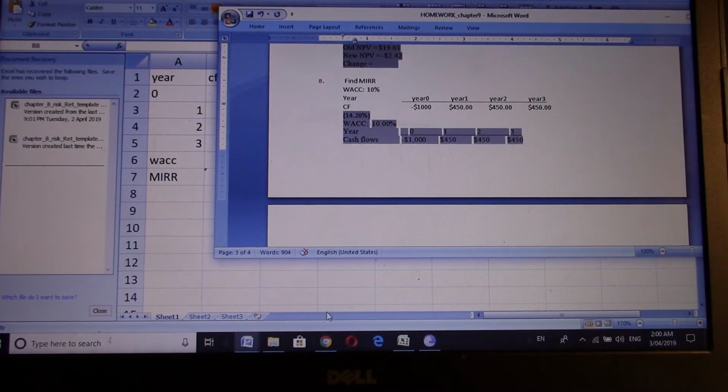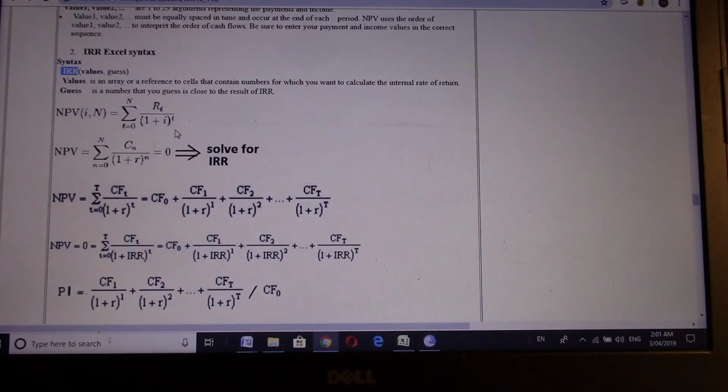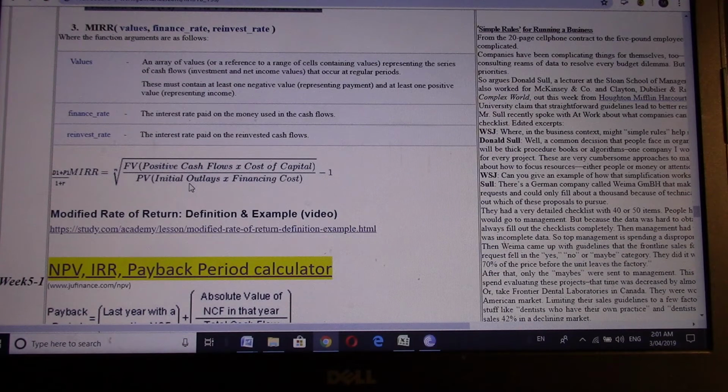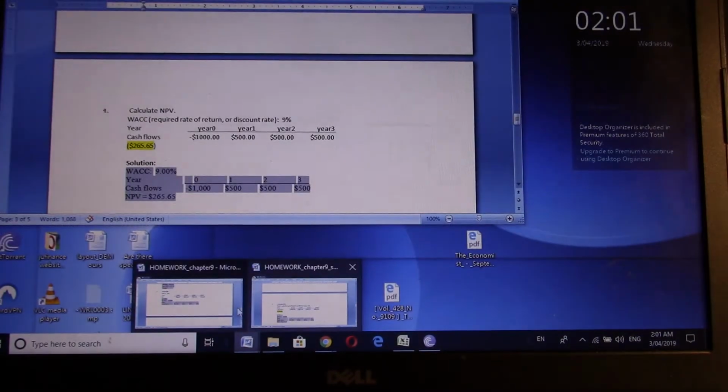And the math equation for MIRR, I don't recommend you work it out this way, but the math equation is here. You get the future value of all positive cash flows, divide it by the present value of the initial outlays, and use this equation to get the MIRR mathematically. Okay, so this is question number 8.